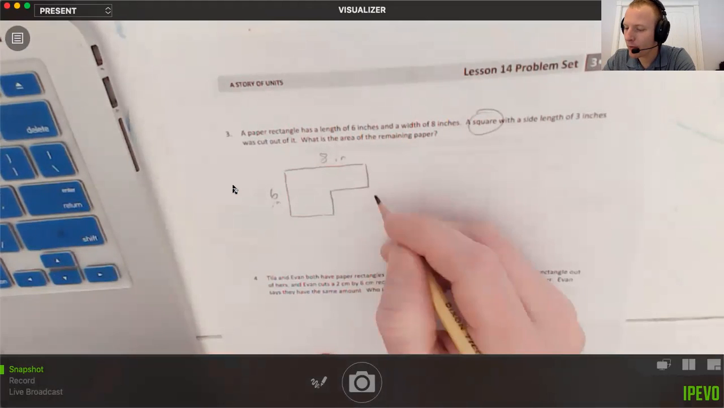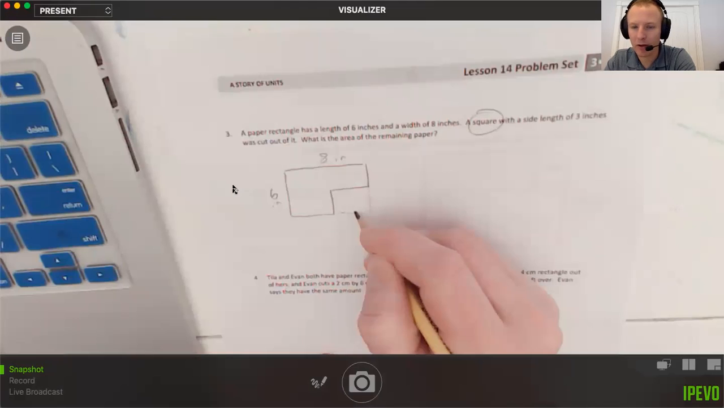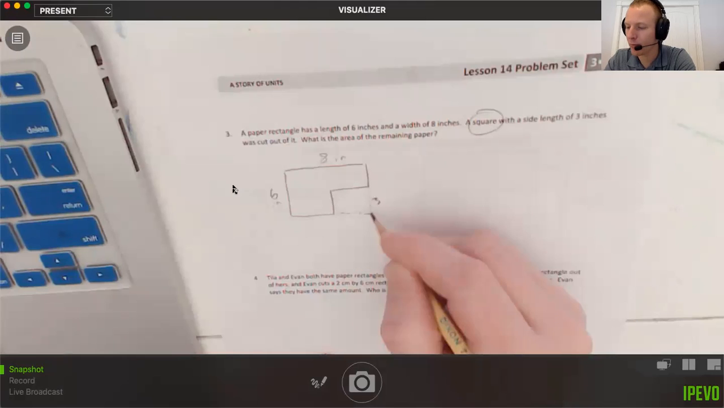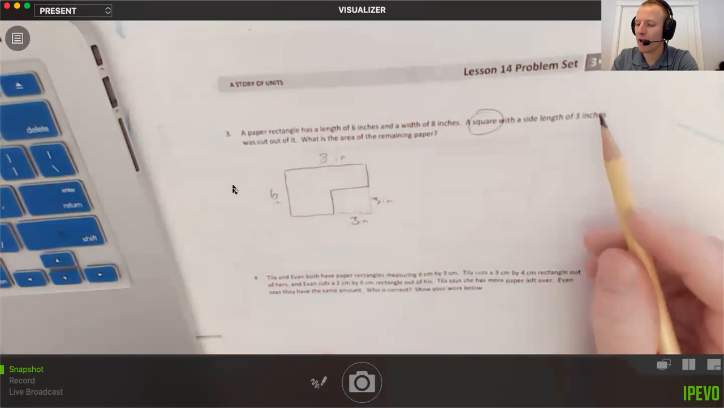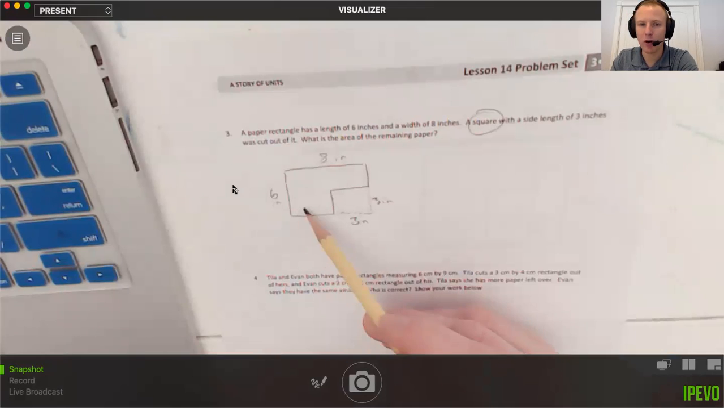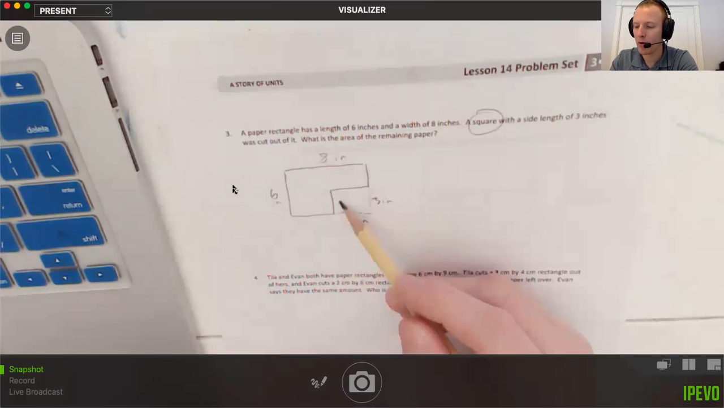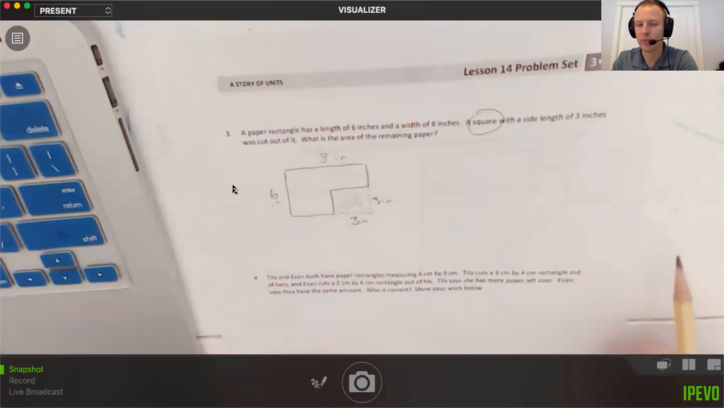So this is, I don't know if you can see this dot. There you go. 3 and 3 was cut out of it. What's the area of the remaining paper? So of this part right here, we're going to cut out that section.